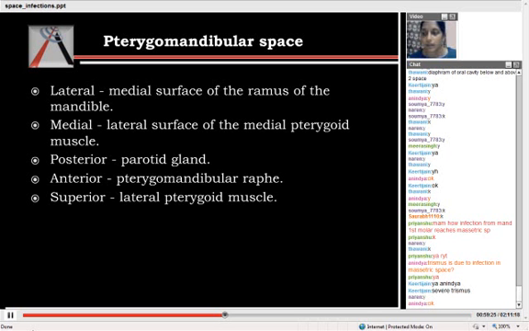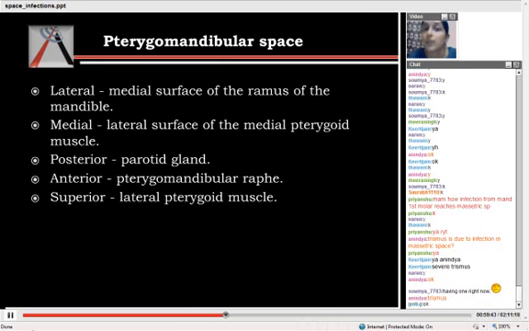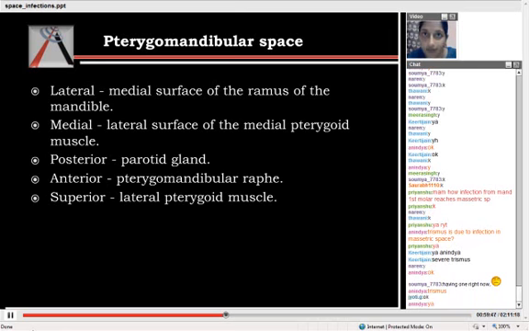Okay. What was the question? Okay, I got the infection part. Trismus is due to infection in the submasseteric space. Yes, trismus can be infection in the submasseteric space. Trismus can be infection in your temporal fascia.